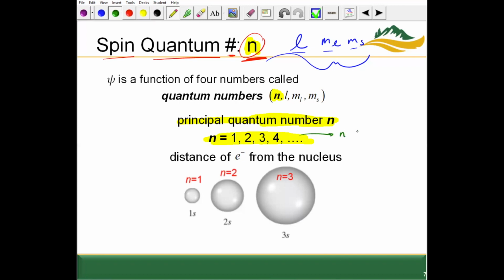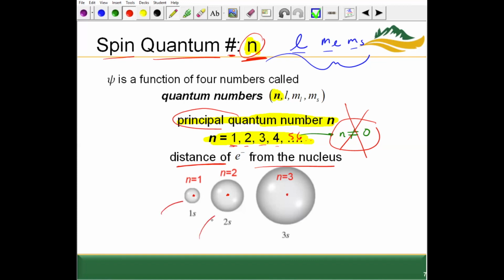Notice that N cannot be 0. So N starts at 1, then in integer amounts, N 1, 2, 3, 4. Those are set values for N. This can go on. So 5, 6, 7, etc. N, our principal quantum number, describes the distance of an electron from the nucleus. N equal 1, we are closest to the nucleus. N equal 2, we are 1 energy level away from N equal 1. So 2 energy levels away from the nucleus. N equal 3, we are 3 energy levels away from the nucleus.